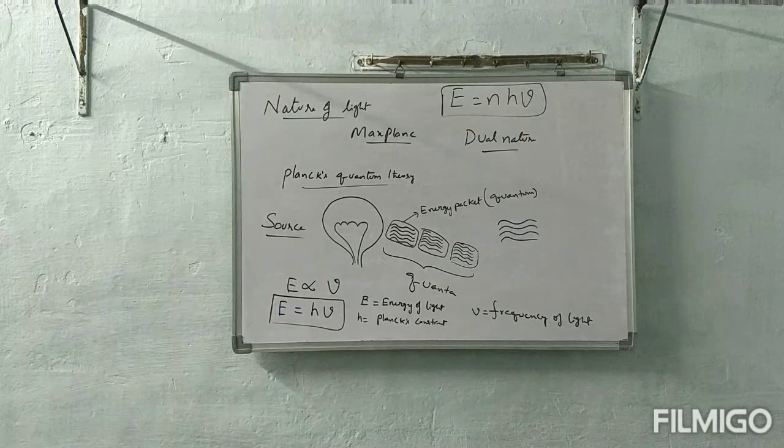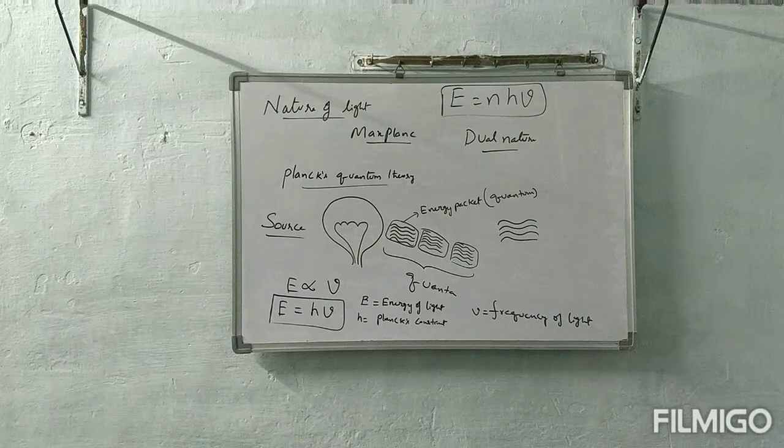Max Planck considered that light will travel from source to object in the form of both wave nature as well as particle nature. Light comes out from the source in the form of energy packets which contain a fixed amount of energy called a quantum. One energy packet is called a quantum, a group of energy packets is called quanta.